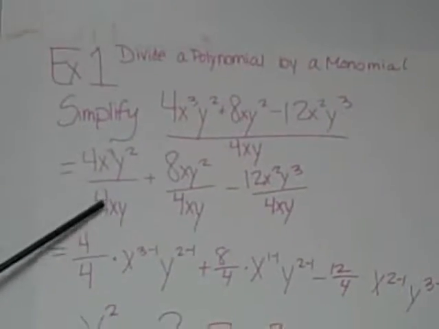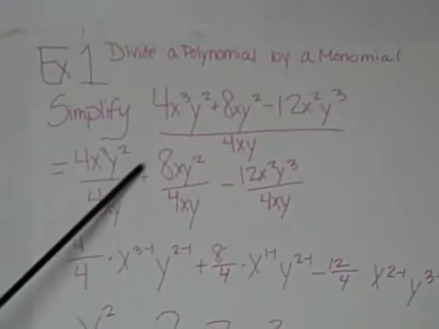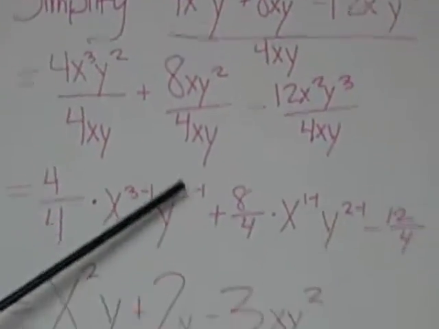Divide a polynomial by a binomial. First, you're going to find the sum of the quotients and divide. And that will give you your answer.